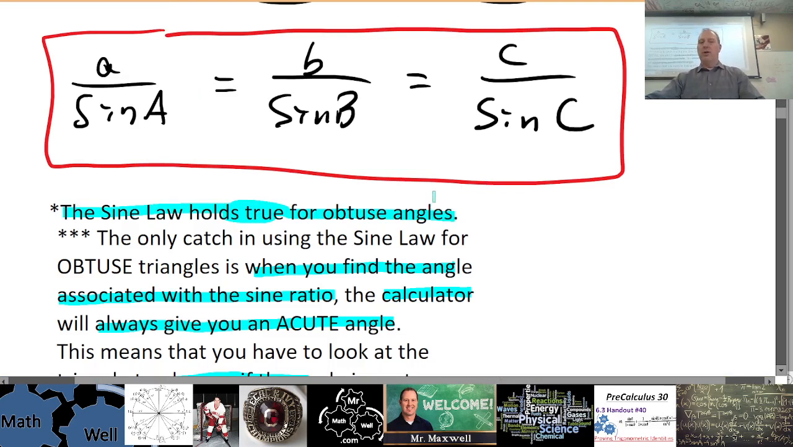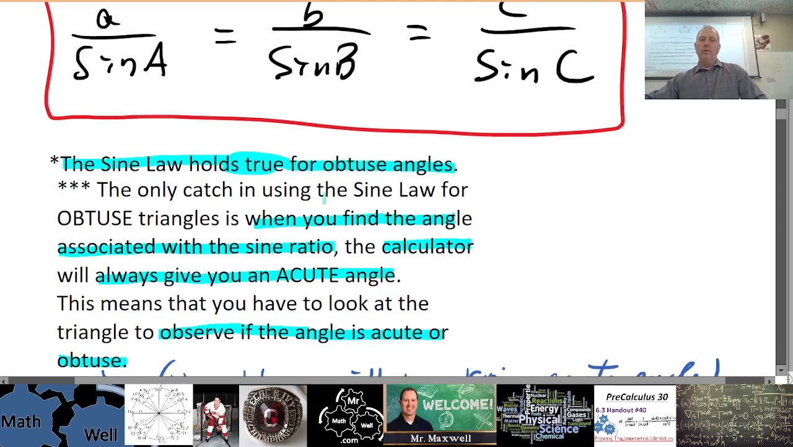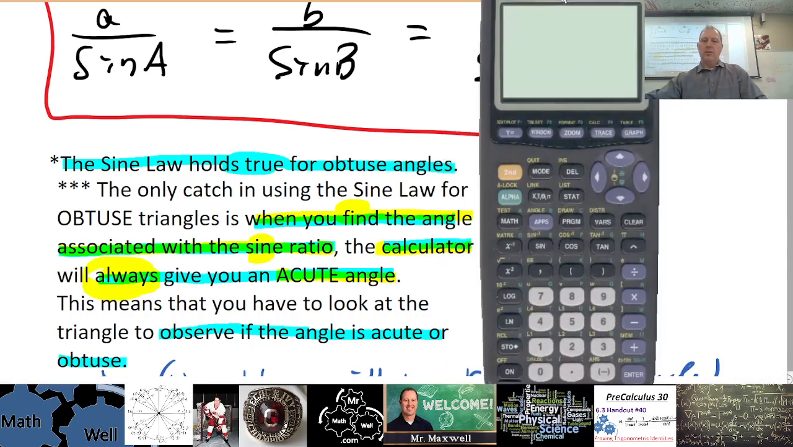There's one catch though. And this is what I want to talk about here. The only catch in using the sine law for obtuse triangles is this. When you find the angle associated with the sine ratio, your calculator will always give you an acute angle. So let me just explain this. Let me just demonstrate this for you.